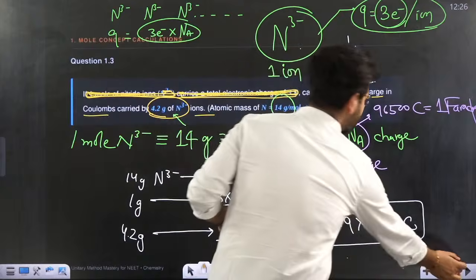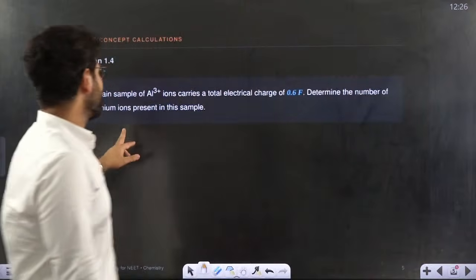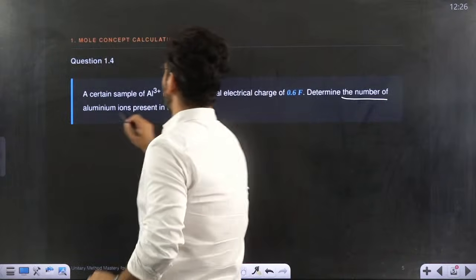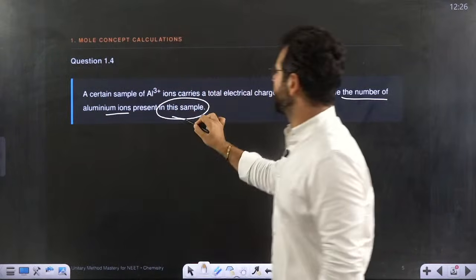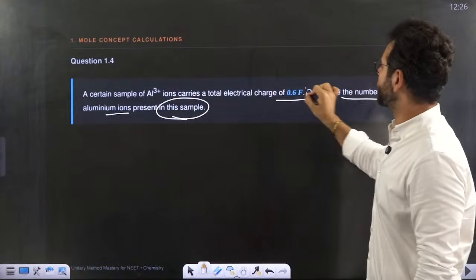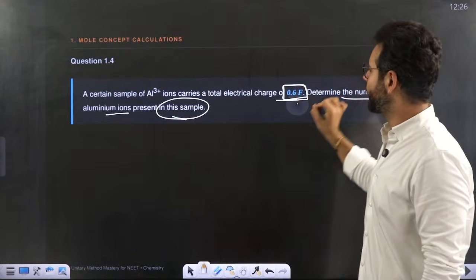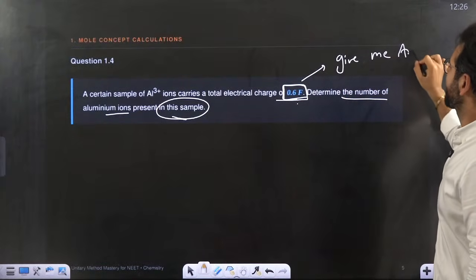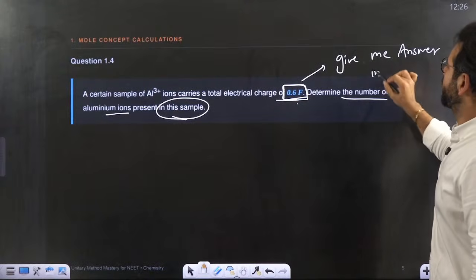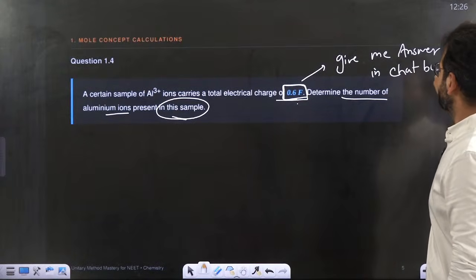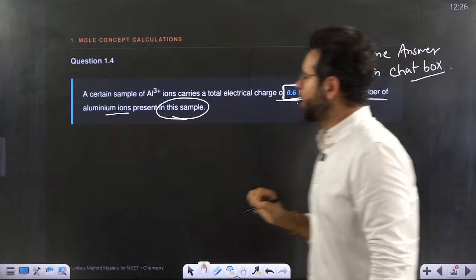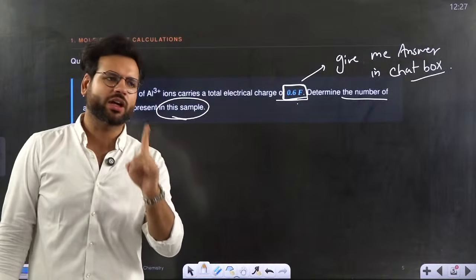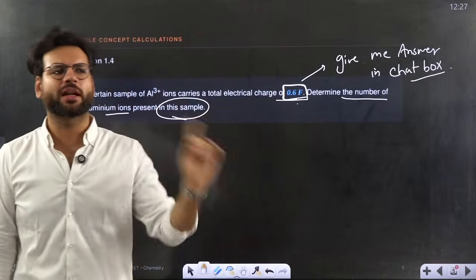Let's move on to the next one now. Same question, another one. Determine the number of aluminium ions present in a sample which carries a total electrical charge of 0.6 Faraday. I want you to solve it. Give me the answer in chat box. All of you, give me the answer in chat box. How many aluminum ions are present in a sample which contain 0.6 Faraday charge? I am waiting for you. I'll wait for 1 minute and I'll come and solve it.